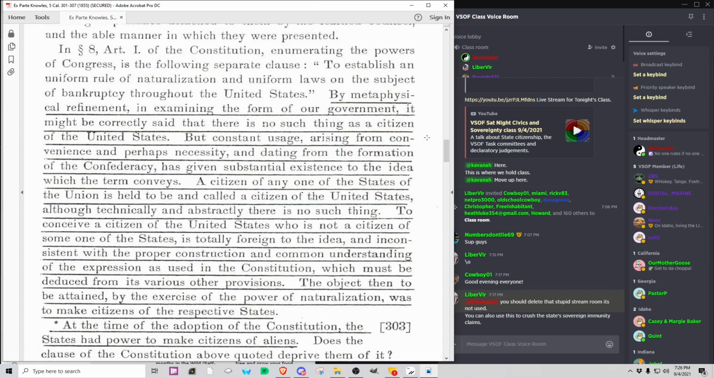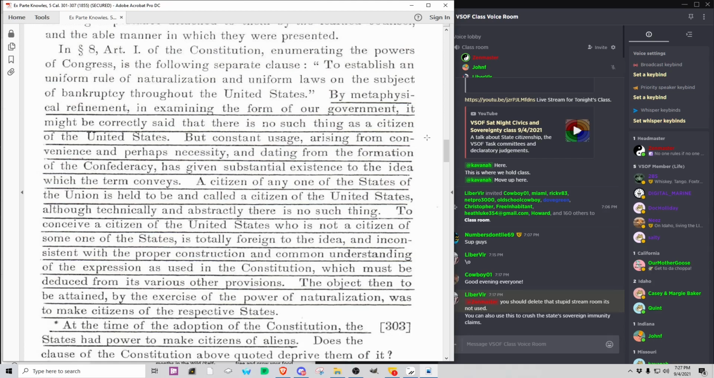Back to this. Okay. So, a citizen of any one of the states of the Union is held to be and called a citizen of the United States, although technically and abstractly there is no such thing. To conceive a citizen of the United States who is not a citizen of some one of the states is totally foreign to the idea and inconsistent with the proper construction and common understanding of the expression as used in the Constitution, which must be deduced from its various other provisions. The object, then, to be attained by the exercise of the power of naturalization was to make citizens of the respective states. Okay? That was the point of naturalization, was to make citizens of the respective states, not to make some sort of newly created thing under the 14th Amendment called a citizen of the United States that's subject to the jurisdiction of Congress.